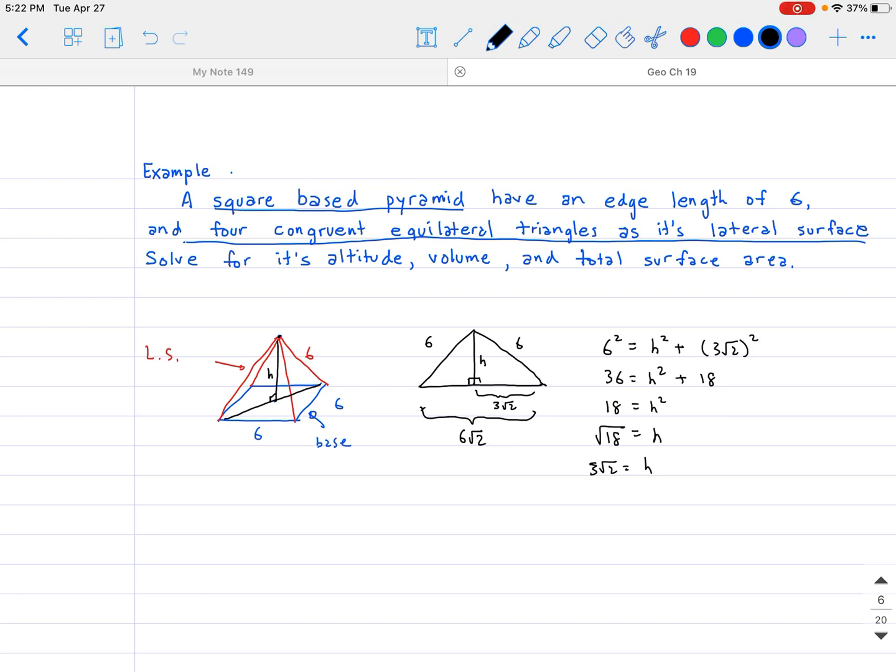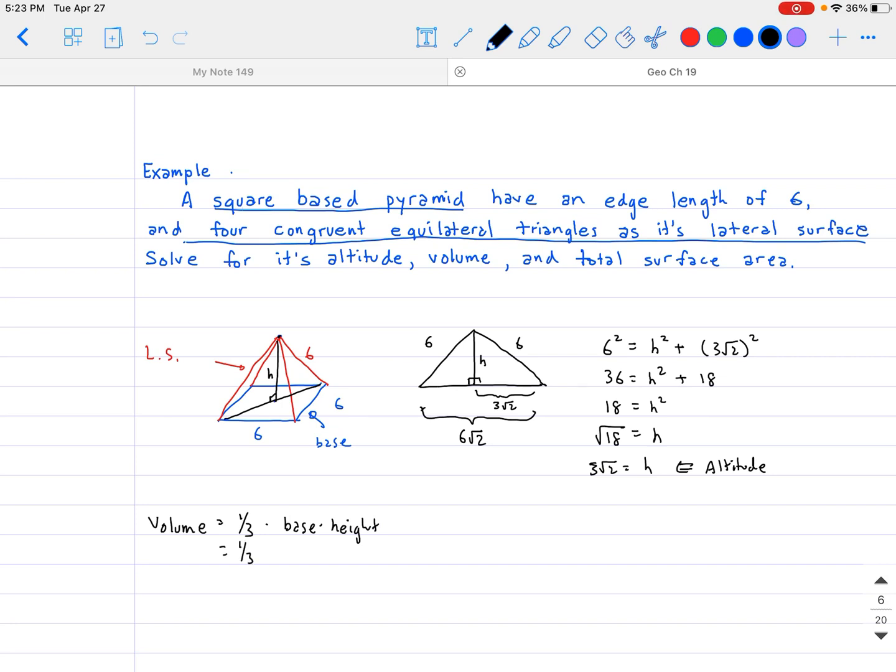All right, so now that we have the height, let's go ahead and solve for the rest of it. So that right there is going to be my altitude. Next, we're going to go ahead and solve for the volume. The volume is supposed to be equal to, according to what we just saw, 1/3 times the base multiplied by the height. Well, we have all those numbers right here, right?